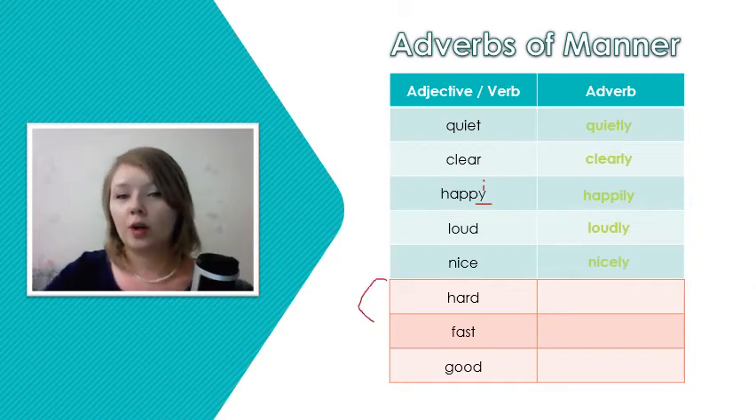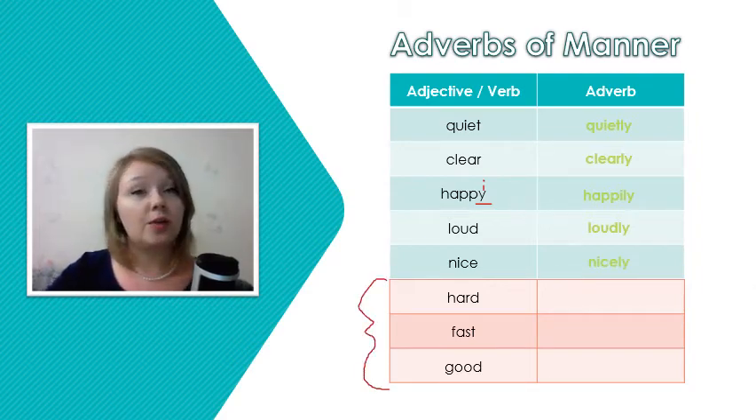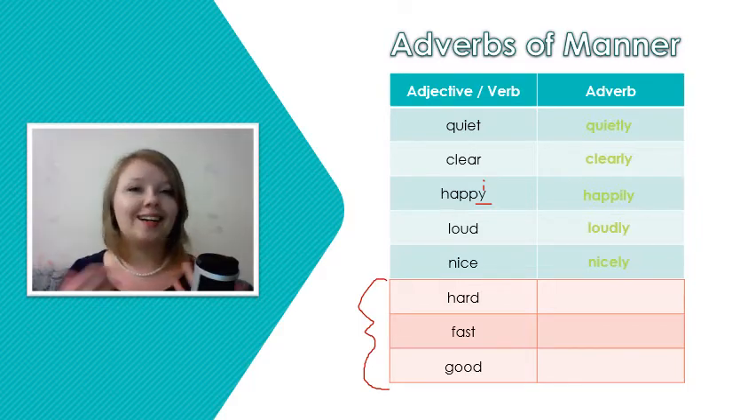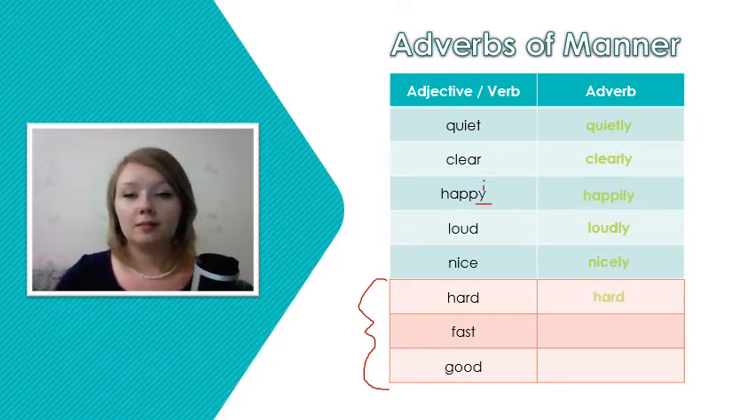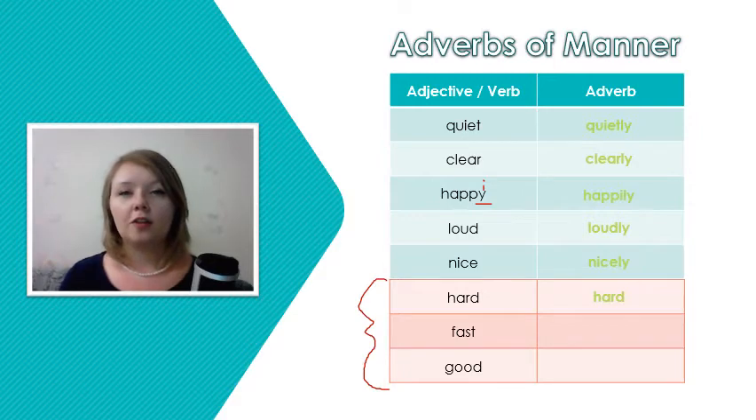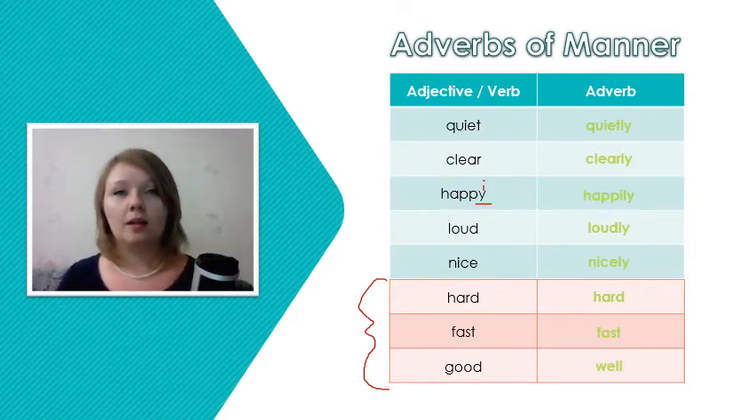Remember, there are some words that do not follow this rule. We cannot add ly to these words and have them become an adverb. Hard stays hard. So remember that example? We would say I work hard, not I hardly work. Fast is also still fast, no change. And good becomes well. You did that well.